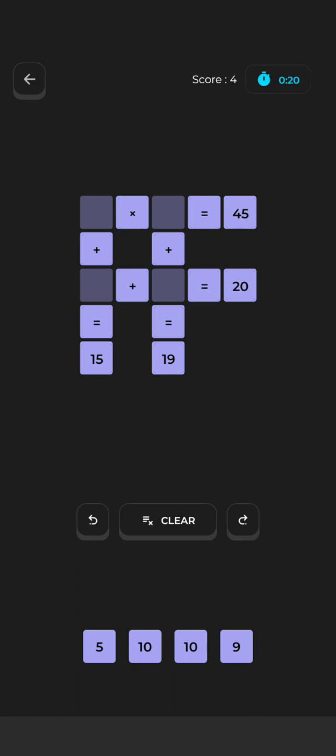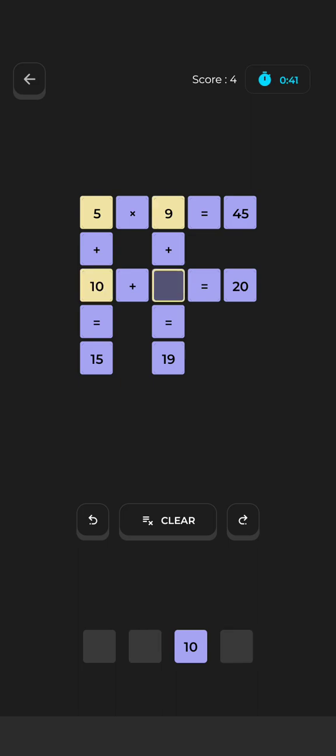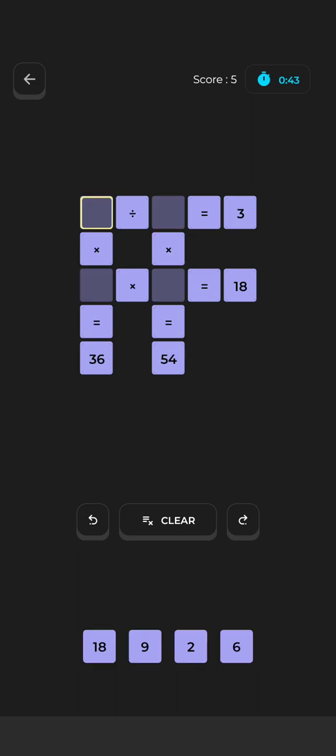So always look for division and multiplication first. Always look for division, and if it is not there, look for multiplication. So here I can find 5 and 9. I have to find the correct order in which to place them. If I put 5 here, 5 into 9, I'll get 10 here, and I also get 10 here. So I'll get 5 into 9, 10 and 10. Okay, always look for division.